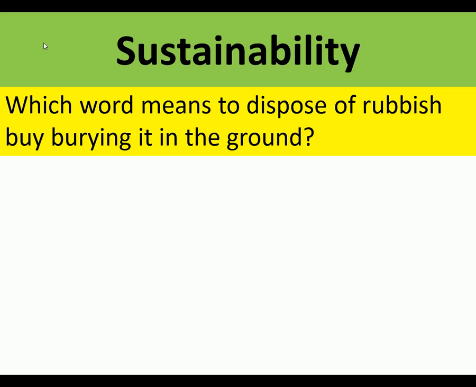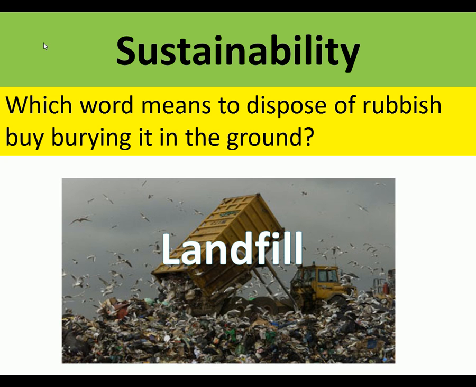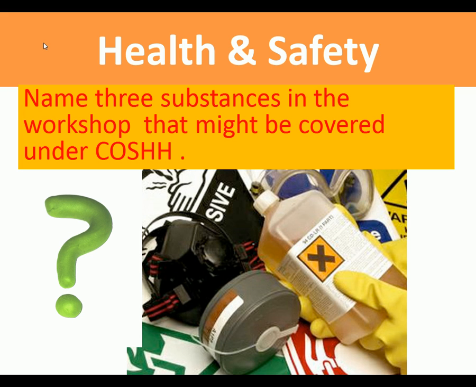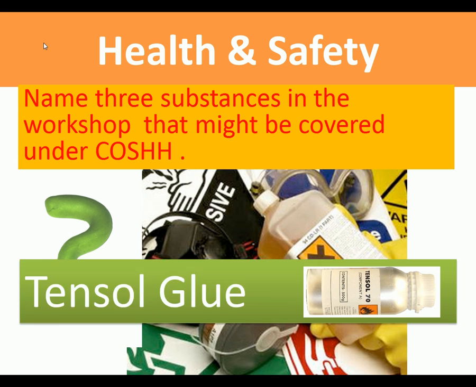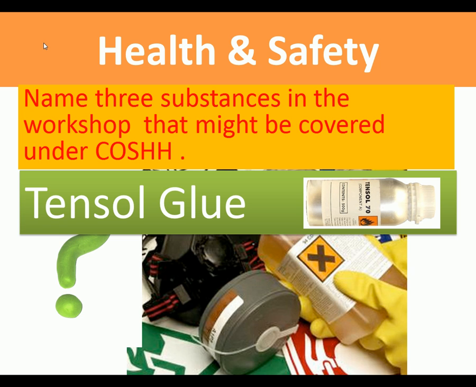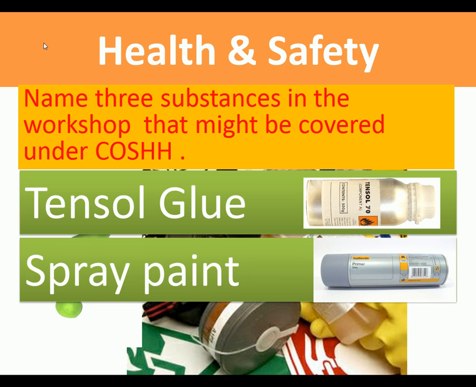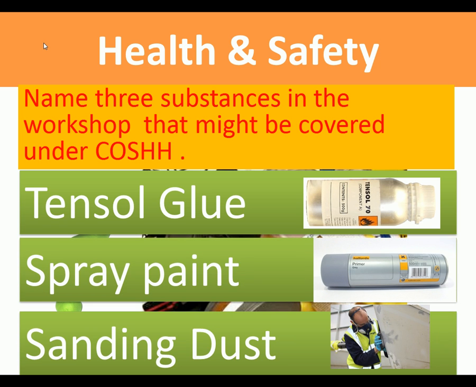Sustainability. Which word means to dispose of rubbish by burying it in the ground? It is landfill. Health and safety. Name 3 substances in the workshop which might be covered under COSHH regulations. They are tensile glue, spray paint, and sanding dust.